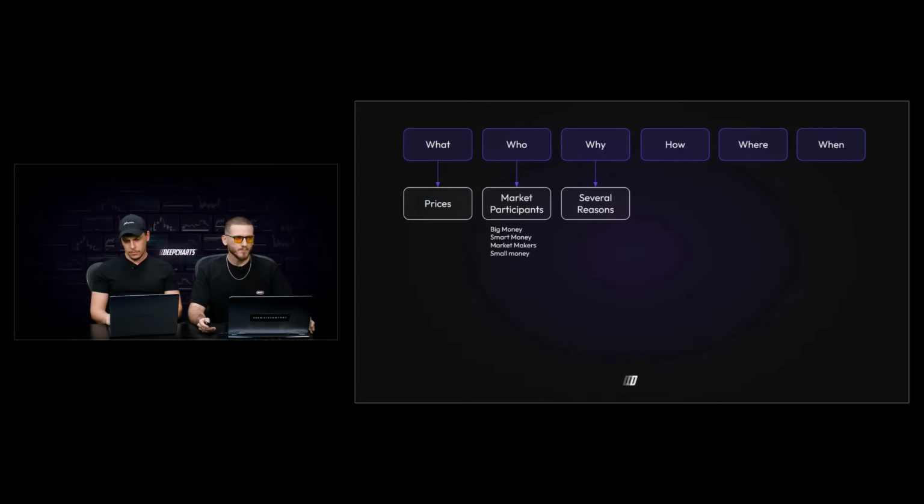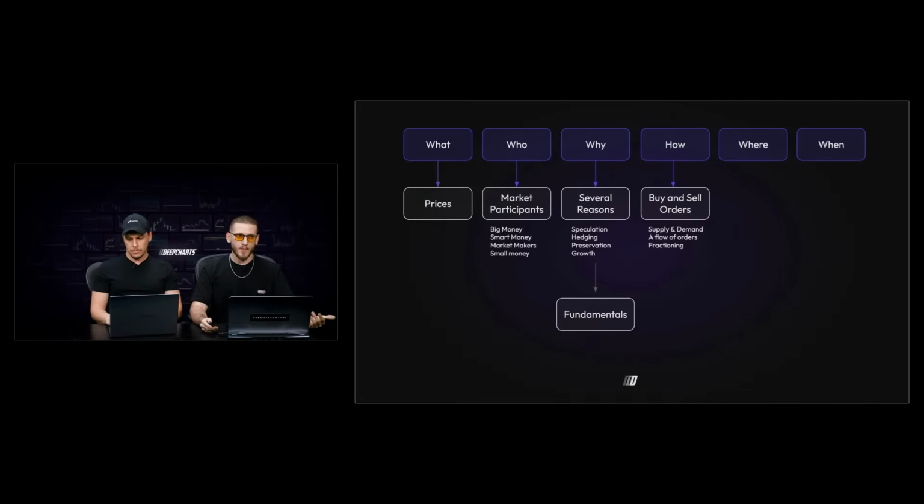Why do they move the money? Well, several reasons. For speculation, for hedging, for preservation, for growth, and all of this happens for fundamental reasons, right? Let's try to rationally put everything together that we know about the markets. How does this money move? And that's where we come to buy and sell orders. So, supply and demand. A flow of orders that are being fractioned and poured into the market every single day, and it's a flow that we can quantify and follow, as you will understand. That's where order flow kicks in.